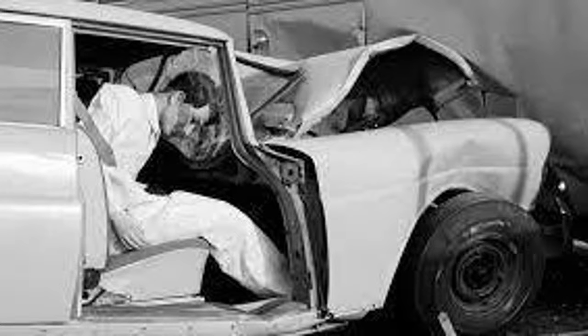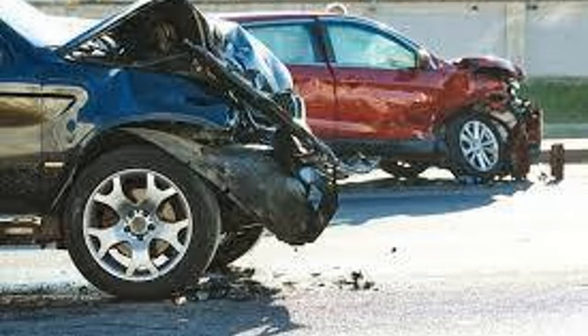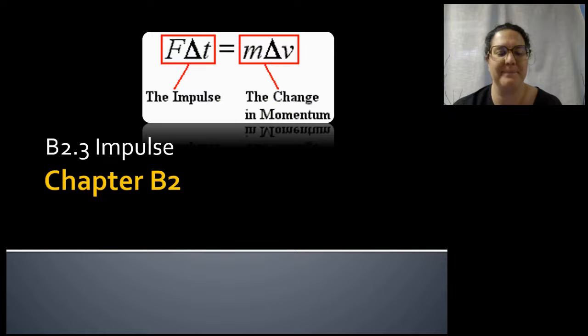The design in automobiles has been safer every new generation of vehicles. And one of those safety additions is the crumple zone, which helps protect us in an accident. Hi, this lesson is on impulse.